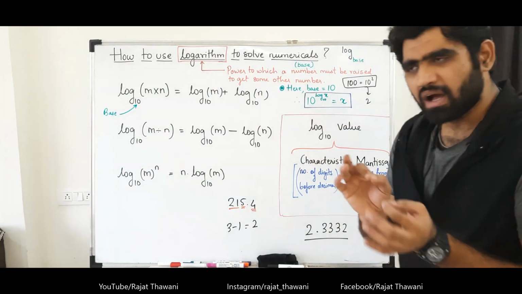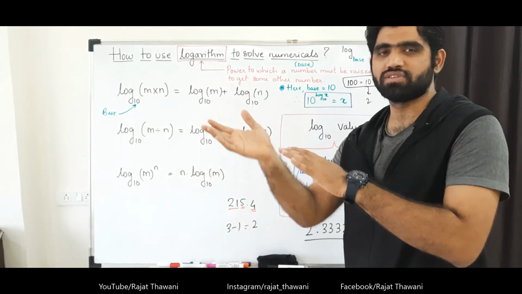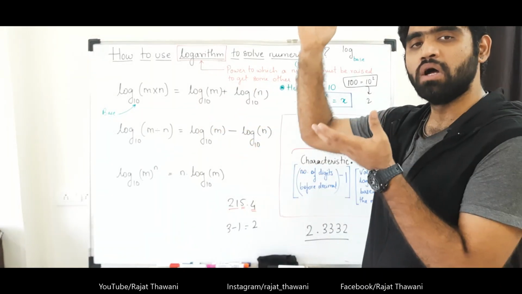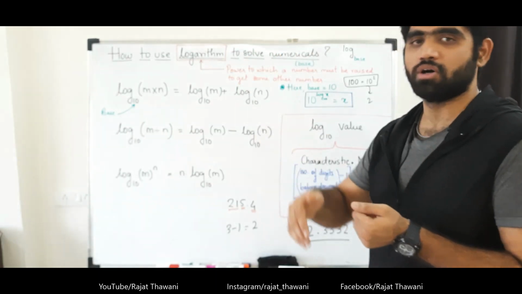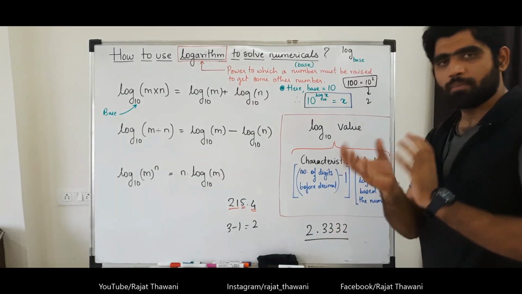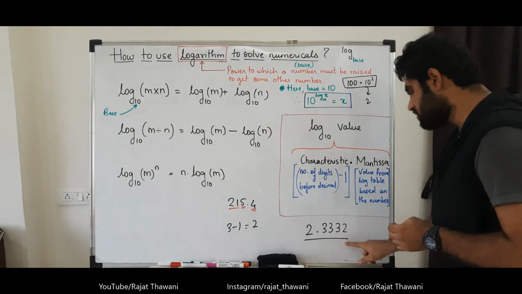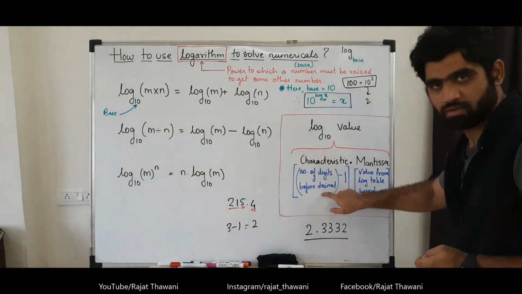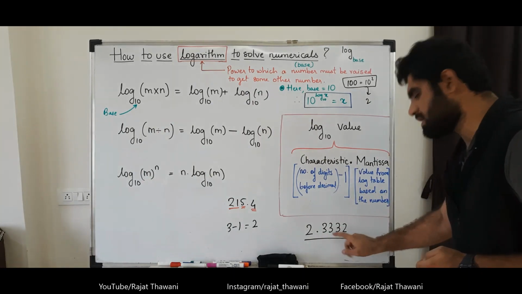In log values there are hardly some differences in the 4th digit. That happens because many times numbers are non-terminating. So how will you get the last digit, and how will you round up? When rounding up comes, that time the approximation value comes. So it is 2.3332. In this way you can find out the log. This is the characteristic, and this is the mantissa.